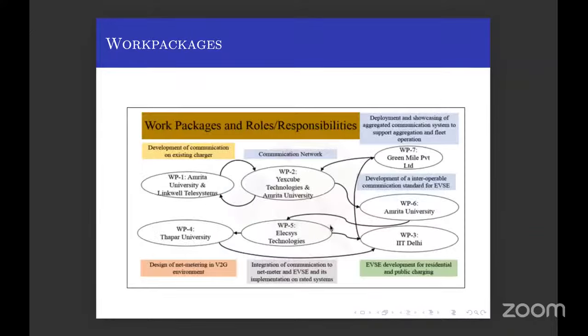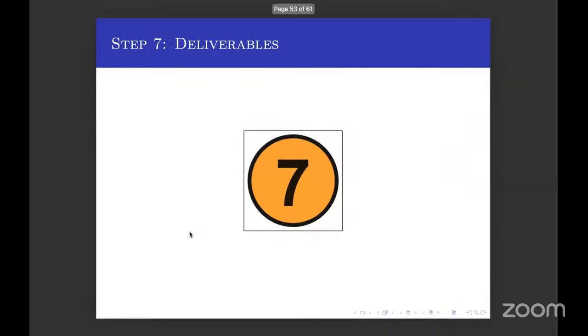So this is also one other way to write work packages. You are trying to say that this is Amrita University, Linkwell Systems, how it is going to communicate, how the work packages are linked with one another. So all these things have to be written. So these are also one way of writing work packages.